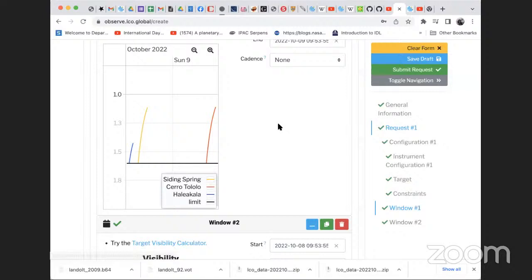I hope you can see my screen, right? So in short, now you look at this object. It's actually telling you it has a little better visibility from Siding Spring.